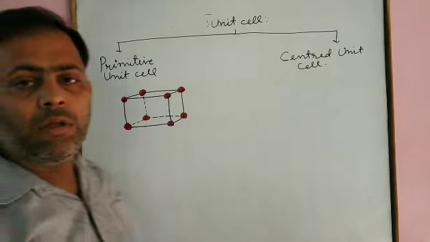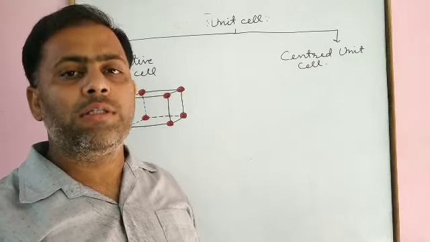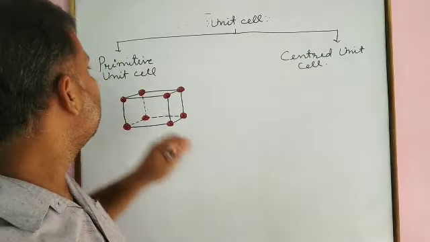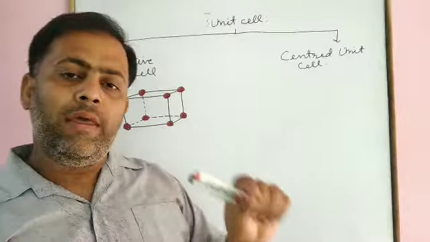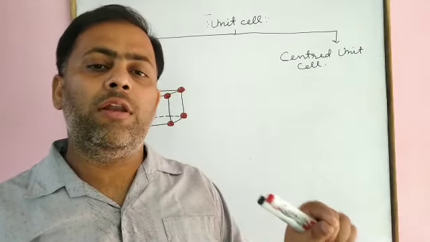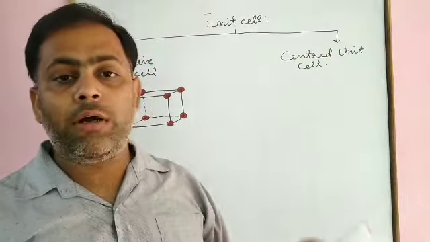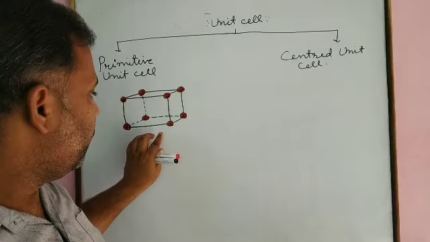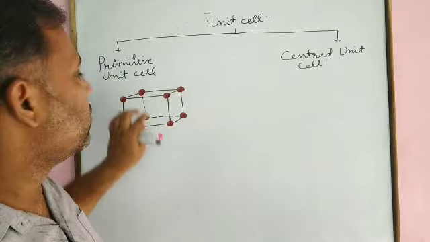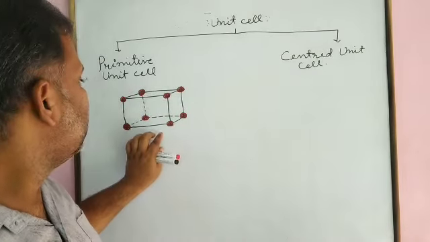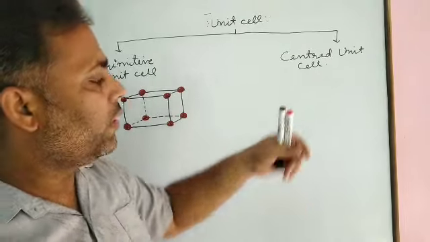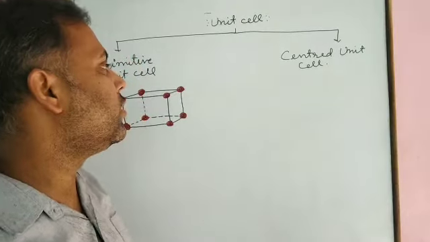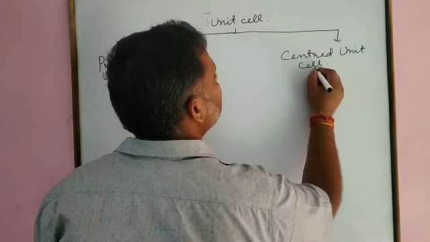If you suppose your room to be a unit cell, then in case of primitive unit cell, the atoms are only present at the corners. How many corners are there in your room? Eight corners. It means we represent the primitive unit cell in this way. Clear?